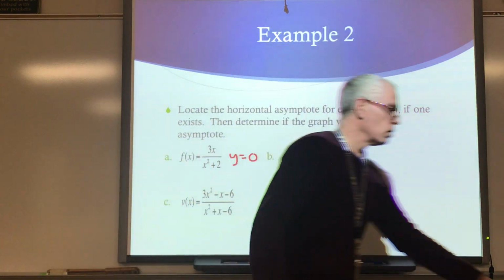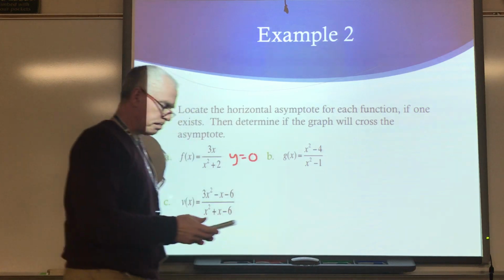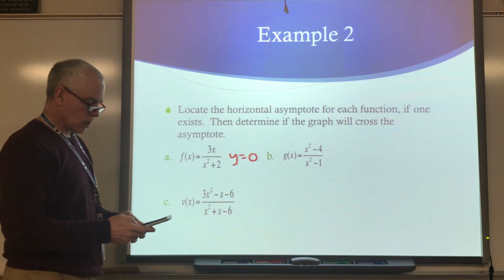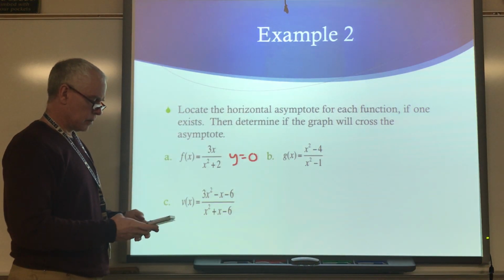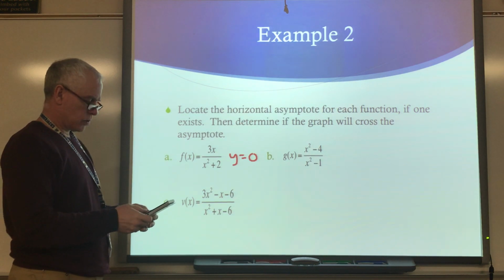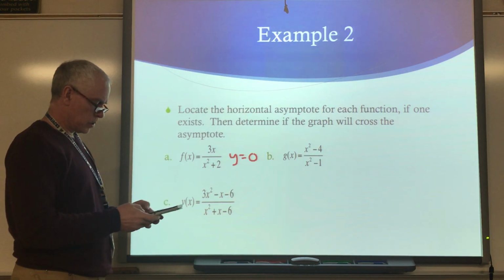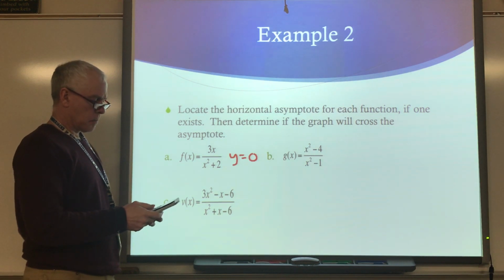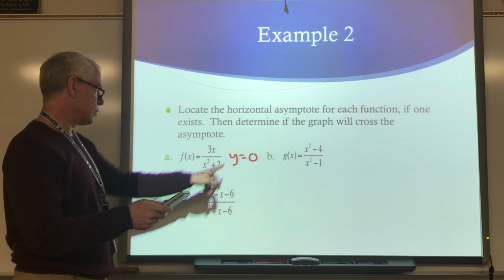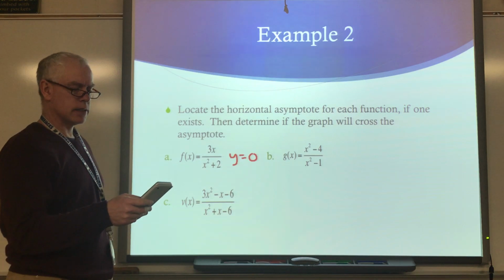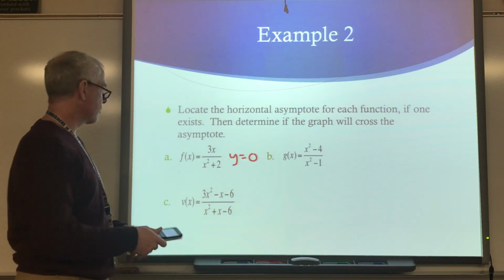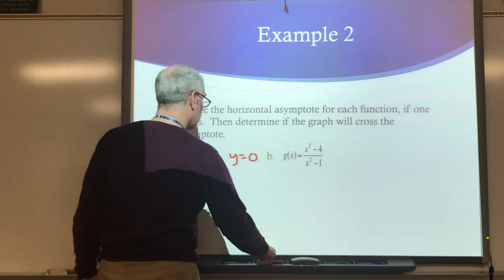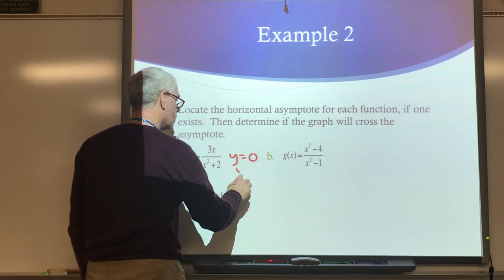Okay? And so, let's grab your calculators. We're going to go ahead and graph 3x over x squared plus 2. And we're just trying to determine if this crosses the x-axis anywhere. Okay? My graph clearly does, so then determine whether the graph crosses the asymptote.